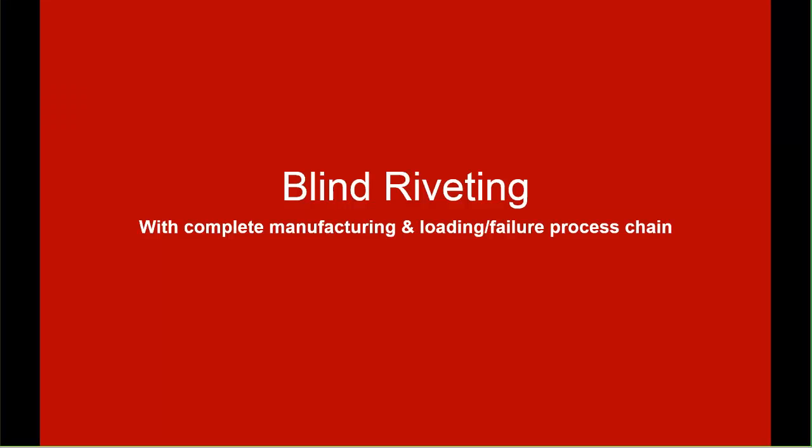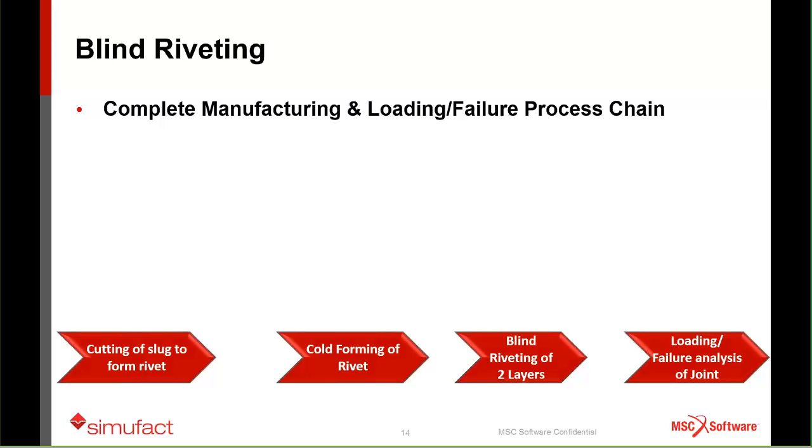Next we have blind riveting. Here I want to talk about this concept of a complete manufacturing chain, even going to the follow-up process of loading and failure analysis. The steps I'm demonstrating here: we start by cutting a slug to form the rivet, cutting off a wire of material. Then we do the cold forming process of the rivet, which is a 3-stage process. Then we use that to do blind riveting of 2 layers. And at the end, we move the results of that forming simulation into a failure analysis of the joint with the regular Mark method.